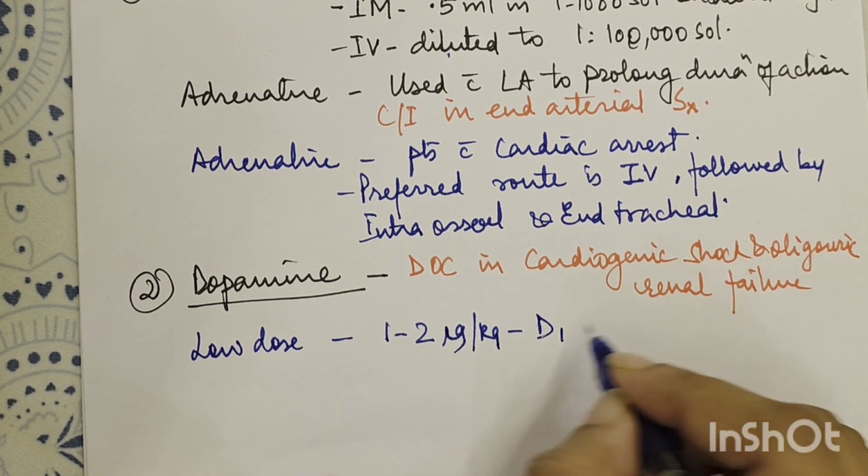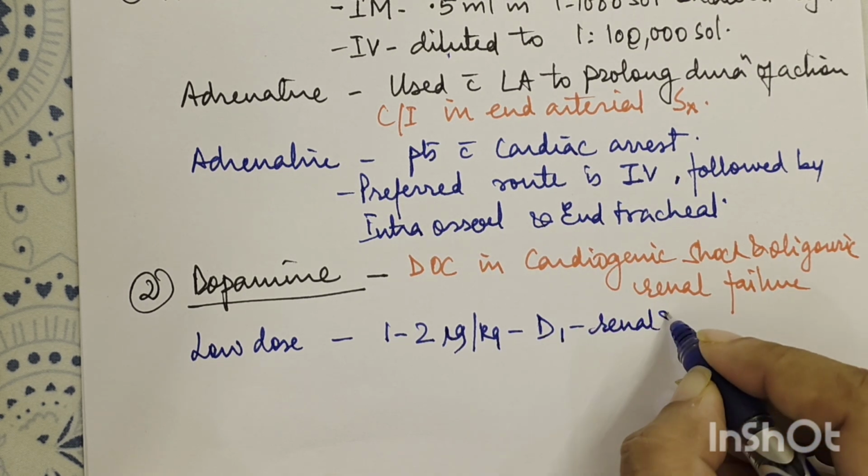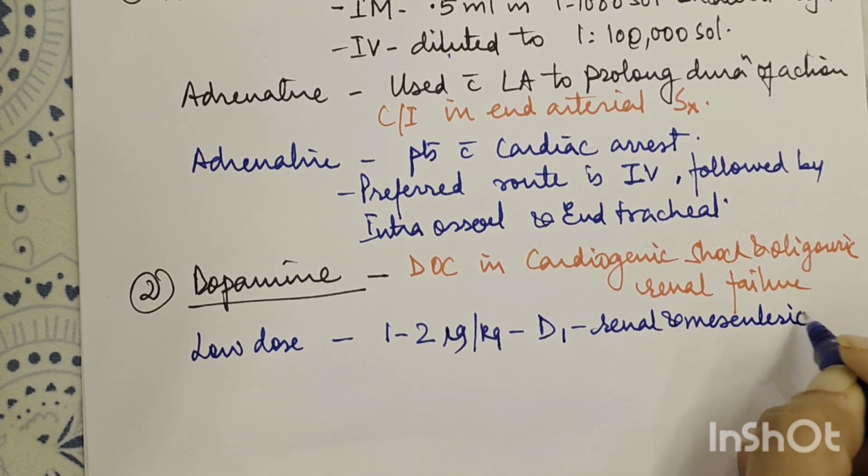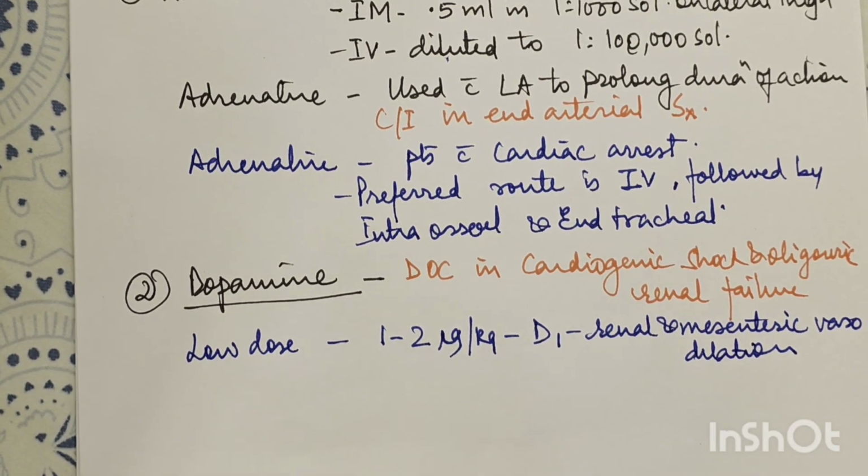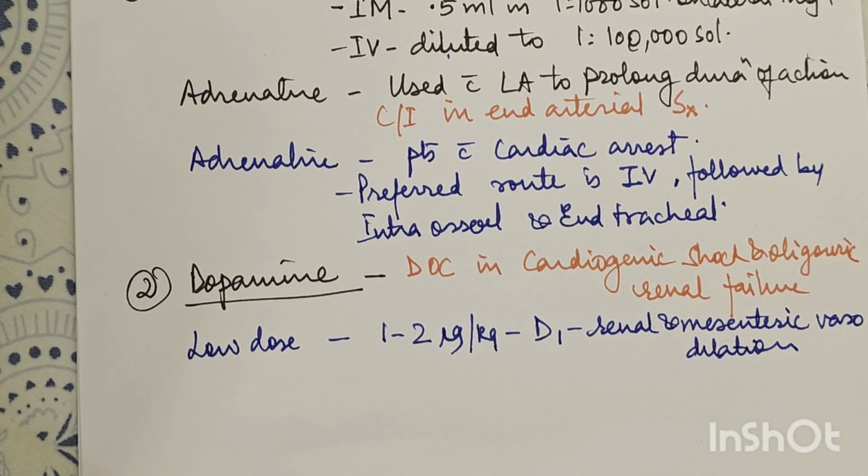It acts on D1 receptors and it causes renal and mesenteric vasodilatation. So it increases the perfusion in renal and mesenteric vessels and keeps these organs patent.